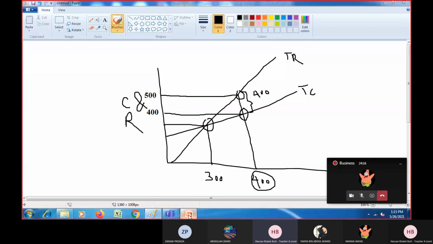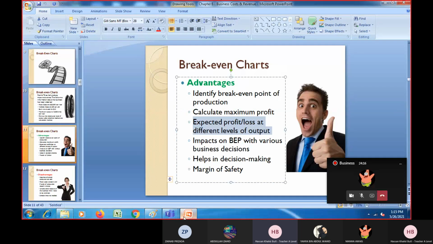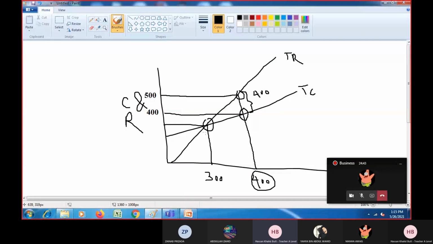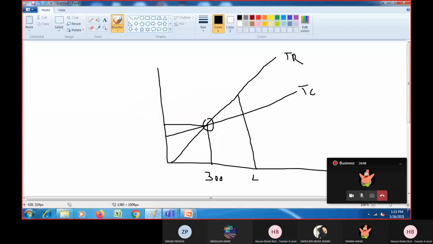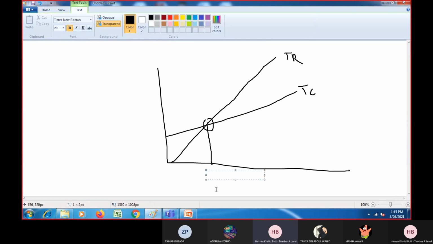Okay, then next we have the impact on break-even point with various business decisions, right? Now we need to understand this impact on break-even point with various business decisions. Now let's see how it happens. Let's discuss what kind of decisions can have an impact on the break-even point. Now let's say this is a break-even, and let me write here. Break-even is, let's say, 500 units.